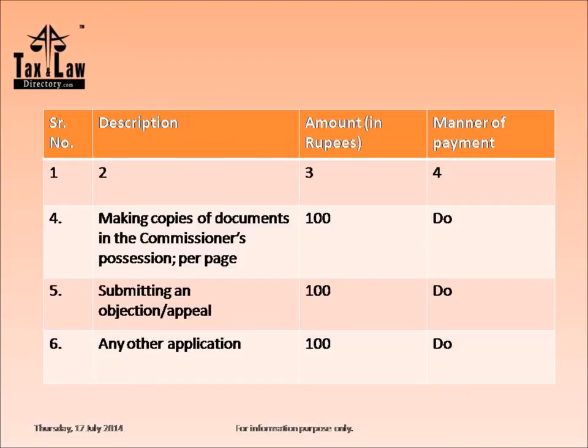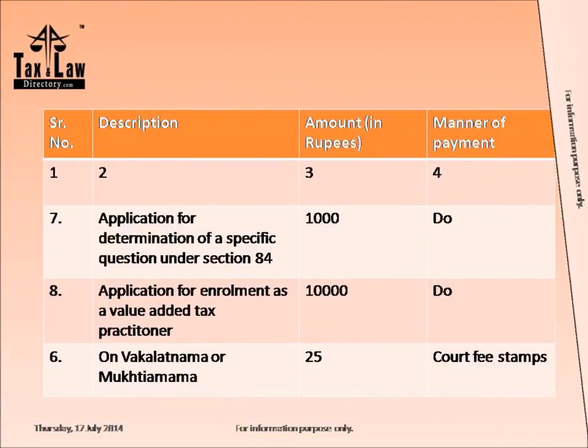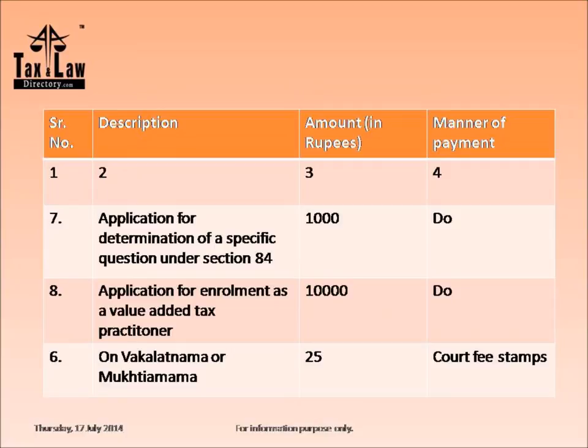Making copy of document in the Commissioner's possession, per page Rs. 100. Submitting an objection or appeal, Rs. 100. Any other application, Rs. 100. Application for determination of specific question under Section 84, Rs. 100. Application for enrollment as value added tax practitioner, Rs. 10,000.